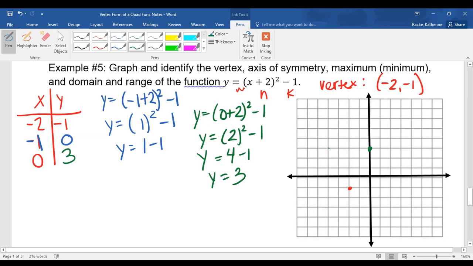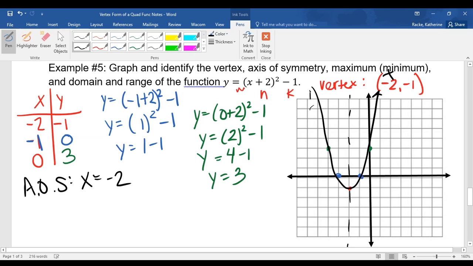Remember, it's going to reflect to the other side. We'll plot our -1, 0, reflecting across our axis of symmetry, which is our x value in our vertex right here. So x equals -2. So here's our axis of symmetry at -2. Let's go ahead and make our U. Make sure you draw those arrows so we know that the graph continues.